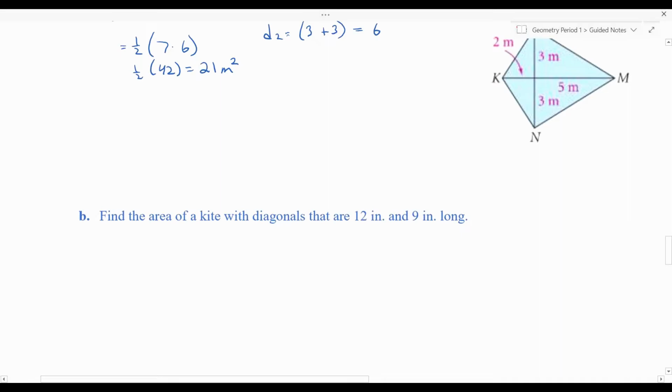All right. In this particular case, we still use the area of a kite or a rhombus, right? So area of a kite is 1/2 one diagonal times the second diagonal. I'm just going to label them here, D1 and D2, like so. And then we're going to say 1/2 times 12 times 9, right?